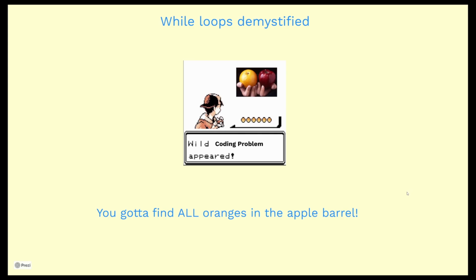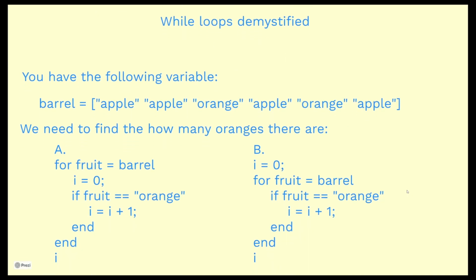All right, so this time we have to find all the oranges in the apple barrel. So let's say we have some array like this: apple, apple, orange, apple, orange, apple. So we need to find how many oranges there are. So is it option A or is it option B? I'll give you some time to think.